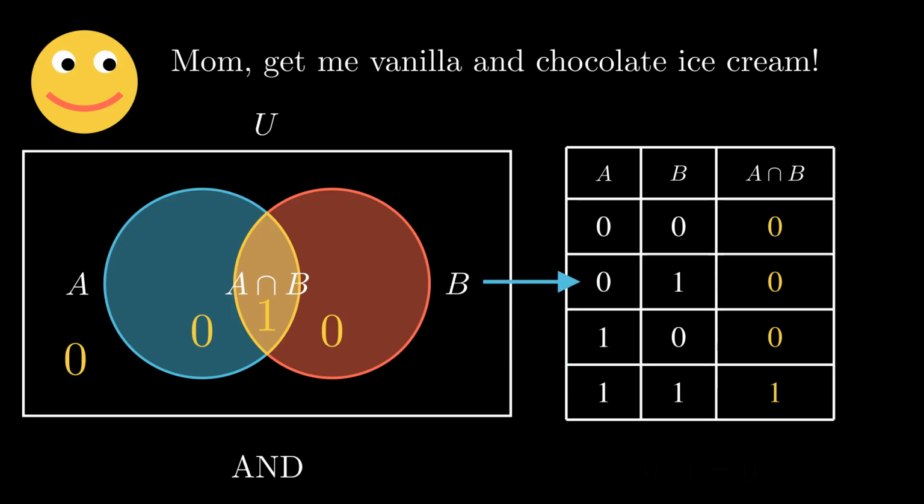The intersection can also be seen as the product of two sets. Let's look at the example highlighted by the arrow. If A is false, 0, and B is true, 1, then the intersection of A and B is A times B, which will be 0. Think about the other cases as well.